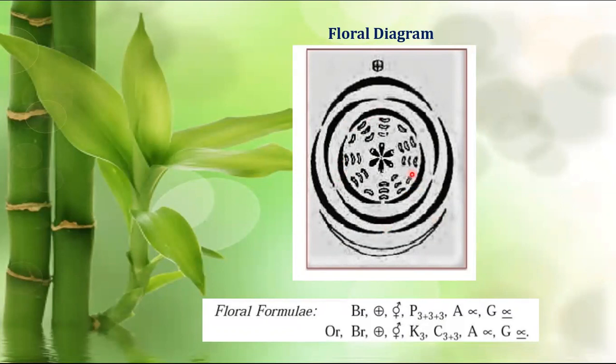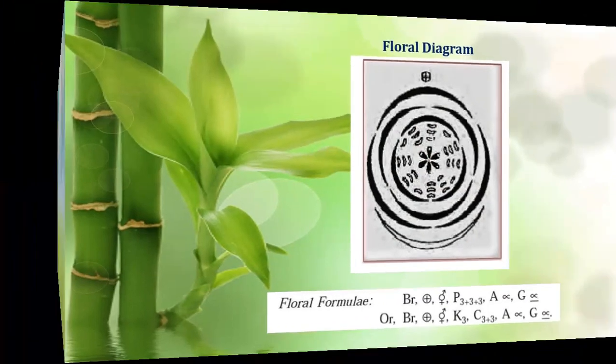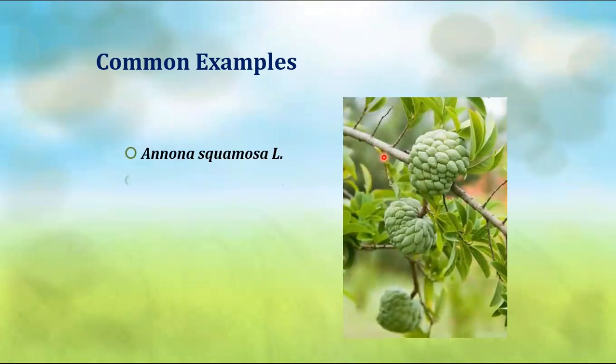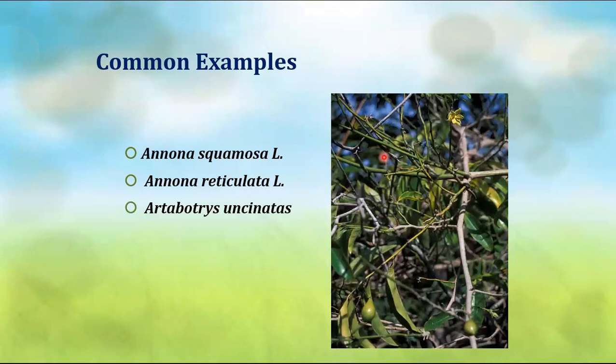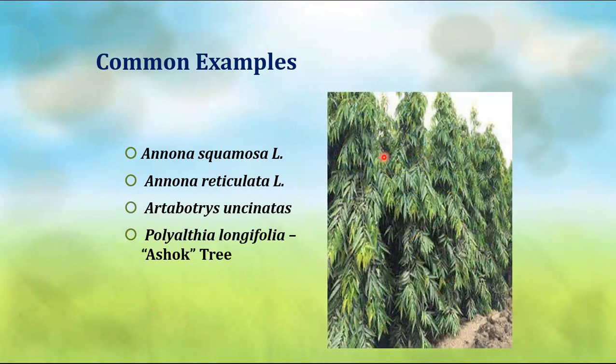Androecium indefinite, gynoecium also indefinite. This is the symbol for indefinite, and the line below indicates that the gynoecium has a superior ovary. This is the floral formula of the Annonaceae family. Now some common examples of the Annonaceae family: Annona squamosa, Annona reticulata, Artabotrys, Polyalthia longifolia. These are the four common examples of the Annonaceae family.